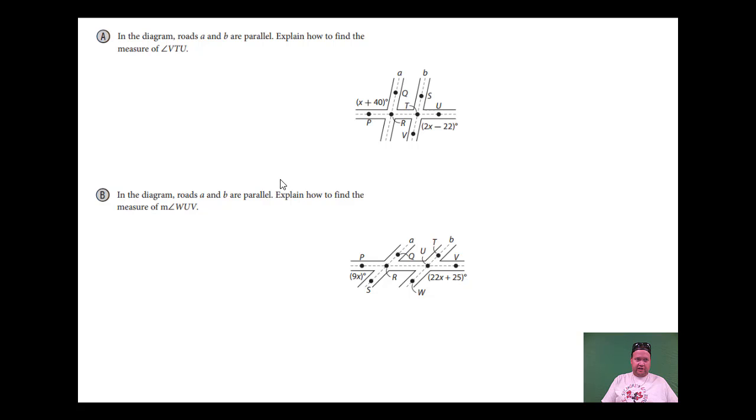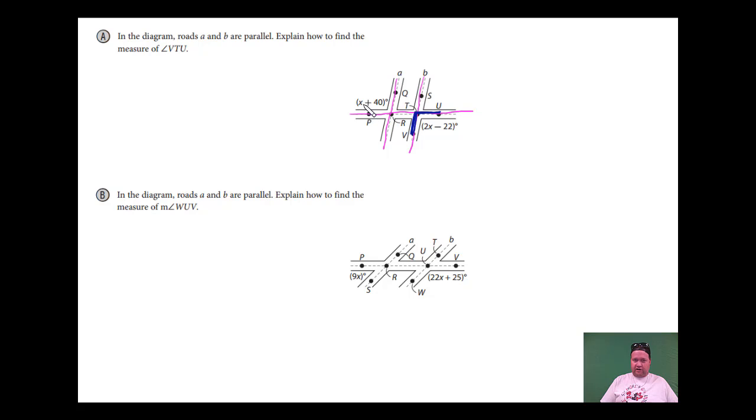So let's wrap up this video with this problem. It says that roads A and B are parallel. That means this line A is parallel to road B, and I just highlight them in pink, and you can see this becomes my transversal. So now the parallel lines are turned a little bit on their edge, and A is parallel to B, and they want us to find angle VTU. And so if I look, V is here, there's VTU. And what they're asking me now is, how many degrees is this thing right here, 2x minus 22?